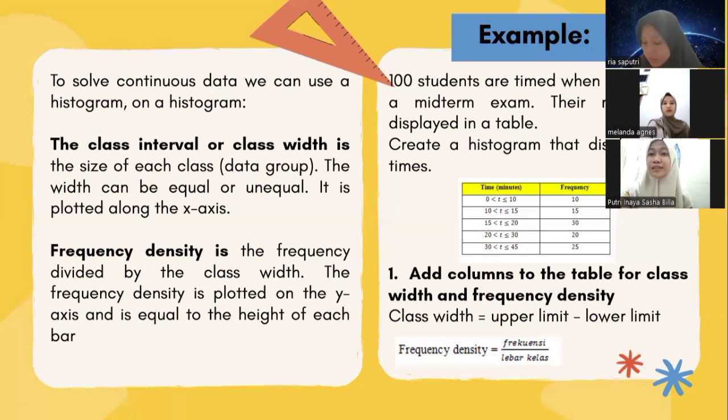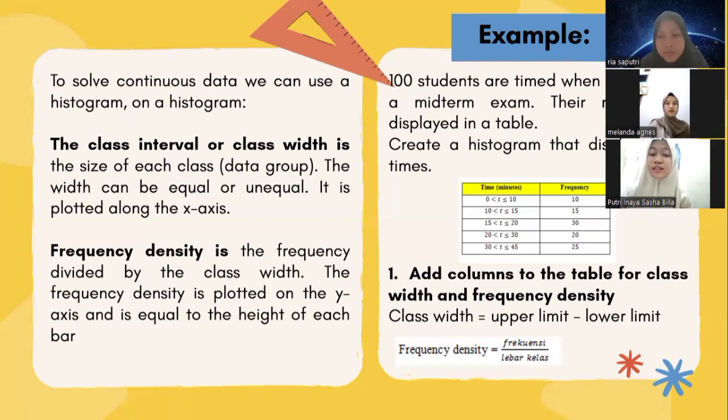For the example, 100 students are timed when completing a midterm exam. The results are displayed in a table. Create a histogram that displays their times. This is the frequency table of the 100 students whose time was measured: in the range of times greater than 0 and less than or equal to 10, the frequency is 10. Then for the range greater than 10 and less than or equal to 15, the frequency is 15, and so on.